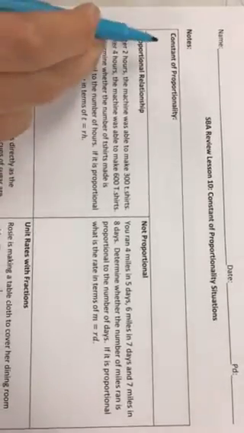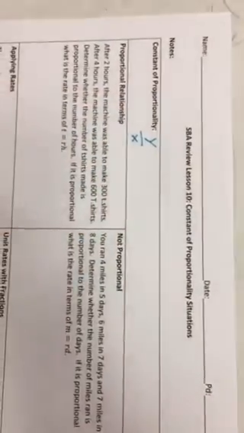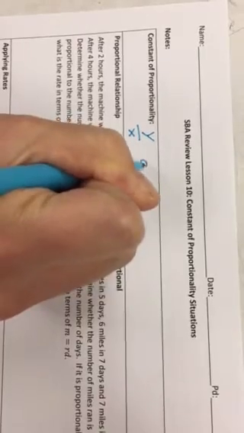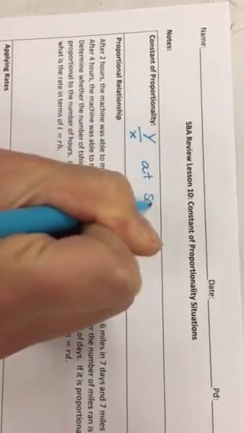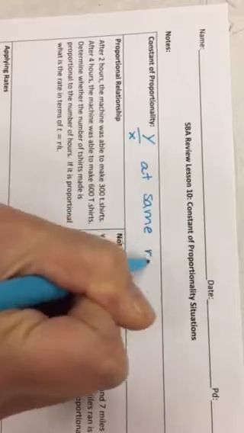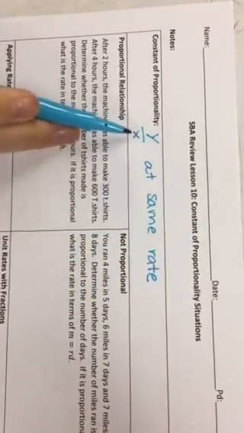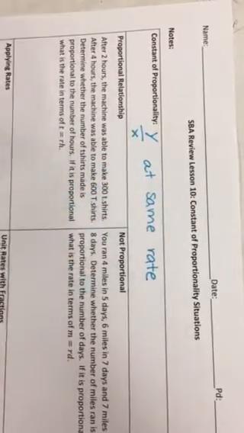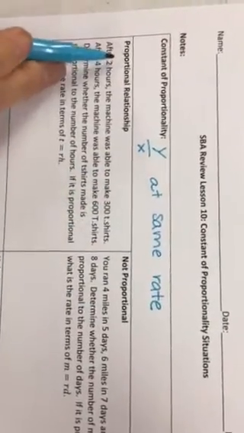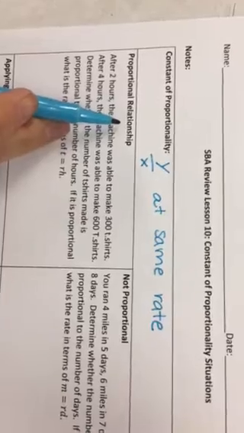SBA Review Lesson 10 on constant of proportionality with situations. Constant of proportionality is where you have y divided by x, and it's where everything is at the same rate. Meaning, if I divide my units, y divided by x, everything has the same rate. Let's take a look at a proportional relationship.